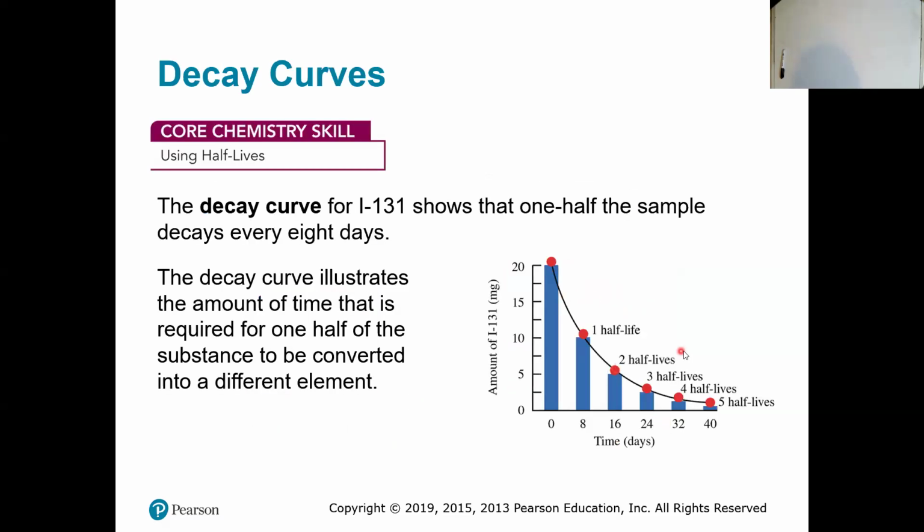You can make a decay curve out of this that shows the correlation between the amount of material you have and the time that's passed. When 0 time has passed, that's when you have all of your material. After 1 half-life, you'll have exactly half of that material left. At 2 half-lives, you'll have half of whatever remained, so it goes from 10 to 5. Then at the 3rd half-life, it goes from 5 to 2.5, and it continues on that way.